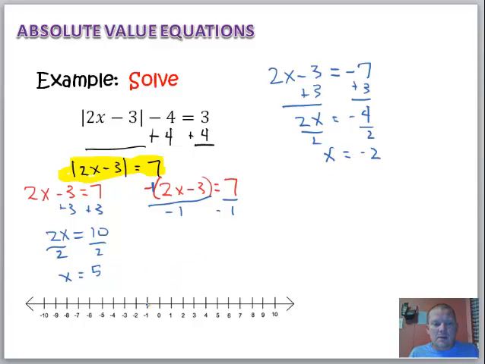I could come down here and plot my answers on a number line, negative 2 and 5, and there's my solutions. And I put the number lines on here because in tomorrow's lessons with inequalities, you're going to need to be able to use those. Alright?